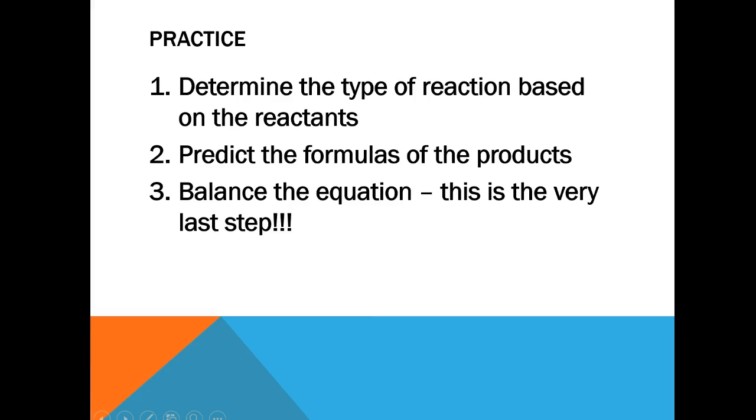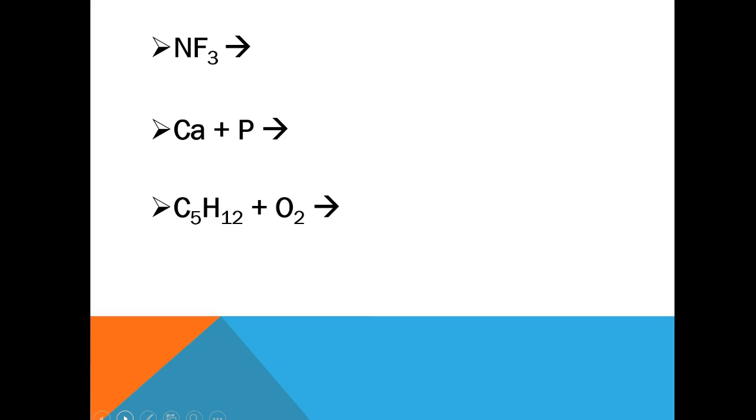Balancing is the last thing. So, determine the type of reaction based on the reactants, predict the products, and balance last. So now, I want you to look at them and see if you can figure it out. I'm looking at this one. I see one compound all by itself. Tells me decomposition. It's going to break apart into the elements of which it is made, both of which are diatomic. So put a 2 and a 3.